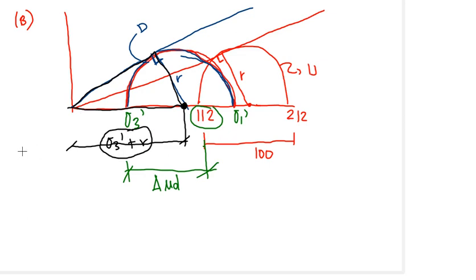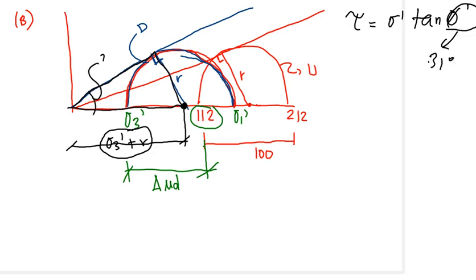Yan. So meron tayong equation given sa ating problem, which is tau that is equal to sigma prime tangent of phi prime. So yung phi prime natin dito is given in the problem that is equal to 31 degrees. So yung angle natin dito is 31 degrees. Naka prime tayo, so that is in the effective condition.